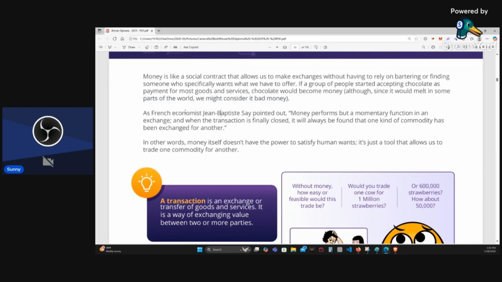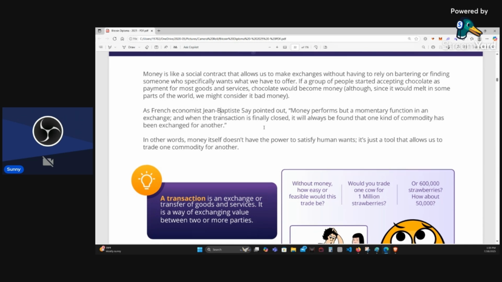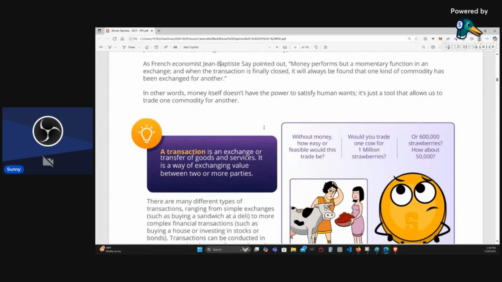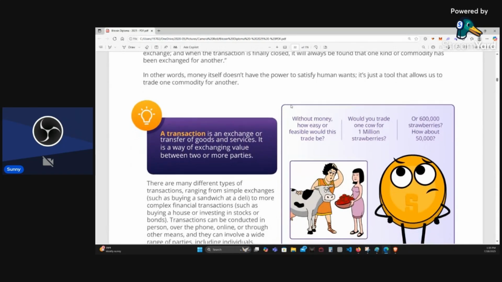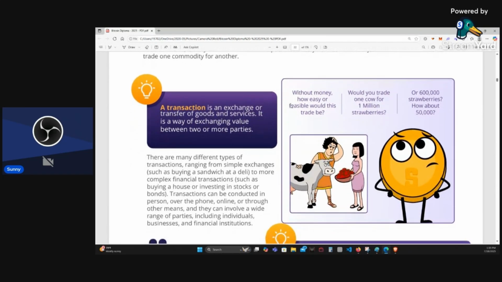As French economist Jean-Baptiste Say pointed out, money performs but a monetary function in an exchange. And when the transaction is finally closed, it will always be found that one kind of commodity has been exchanged for another. In other words, money itself doesn't have the power to satisfy human wants. It's just a tool that allows us to trade one commodity for another.